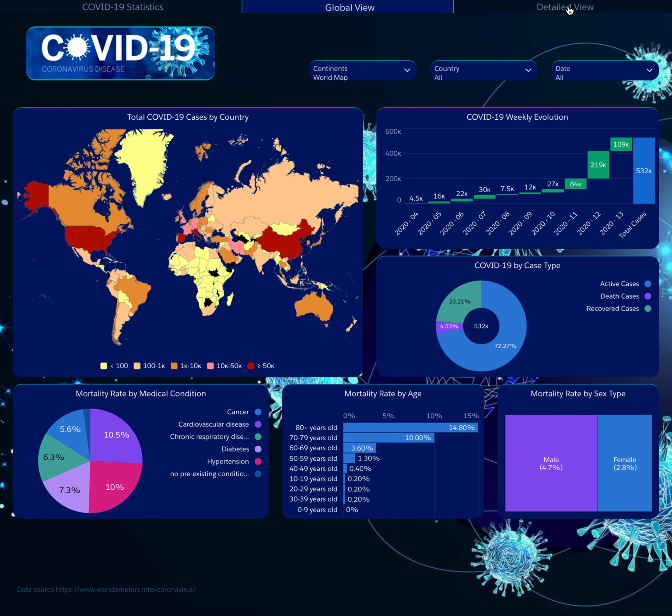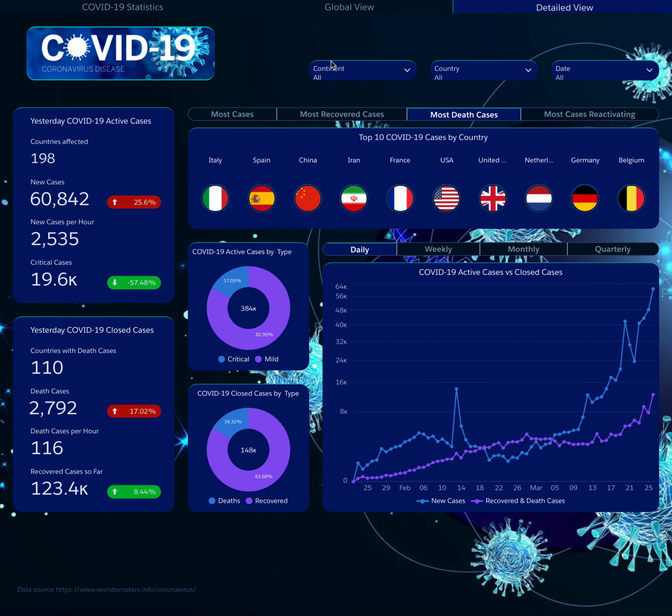Moving to the next page, I have kept the filters that you could see in the second page. On the left hand side, I've added a bit more information on the active cases and closed cases. So these numbers are based on yesterday's data. Yesterday there were 190 countries affected.